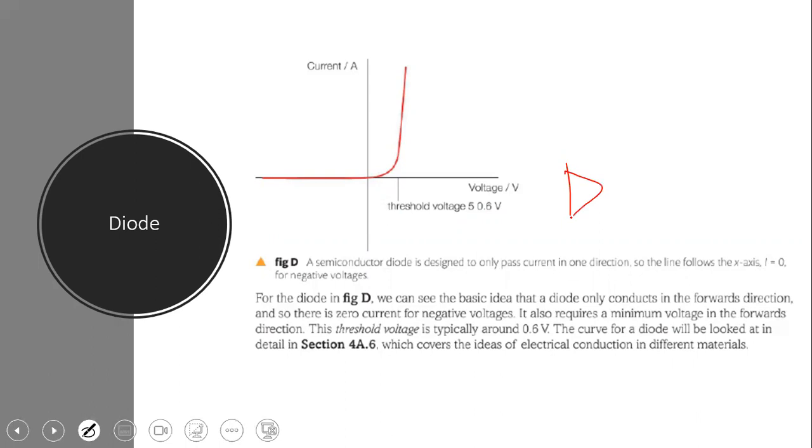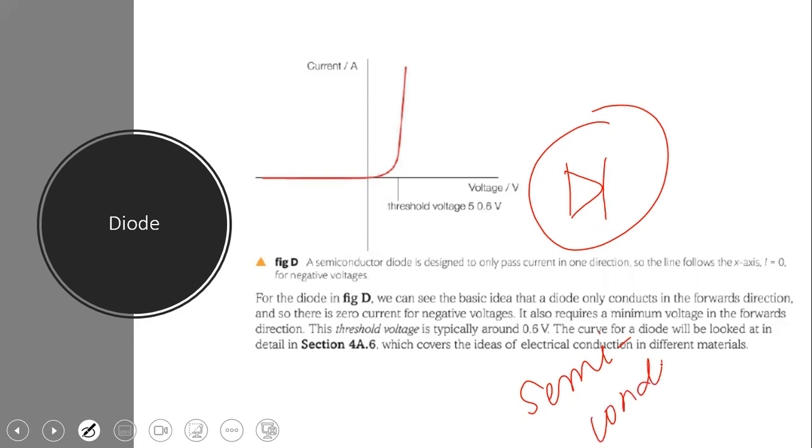This is the symbol for a diode, and the direction of the arrow shows you which direction of current it will allow to pass through. A diode is made of a special material known as a semiconductor. A semiconductor is a material that conducts electricity to a certain extent. It is not as good of a conductor as a metal, but it's also not an insulator. It's somewhere in the middle.